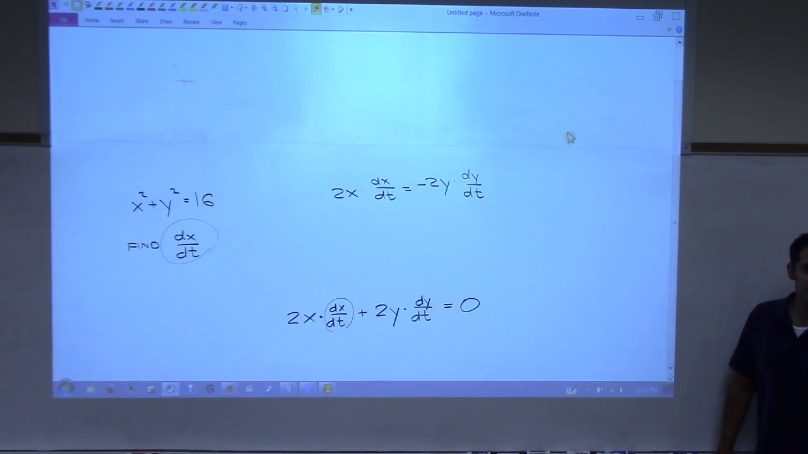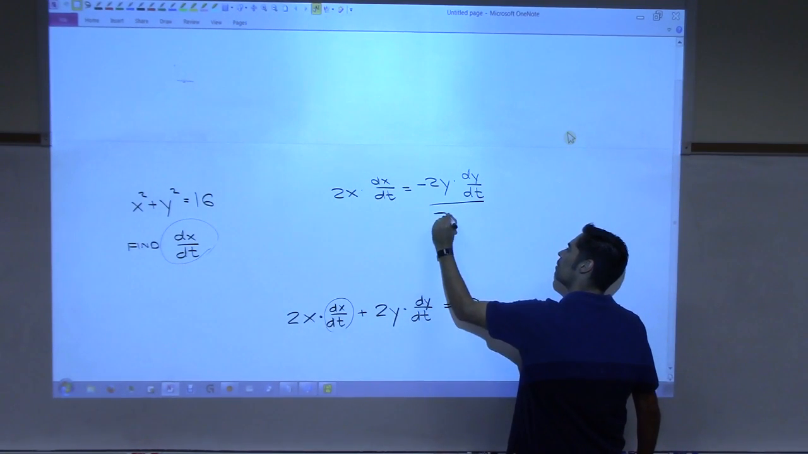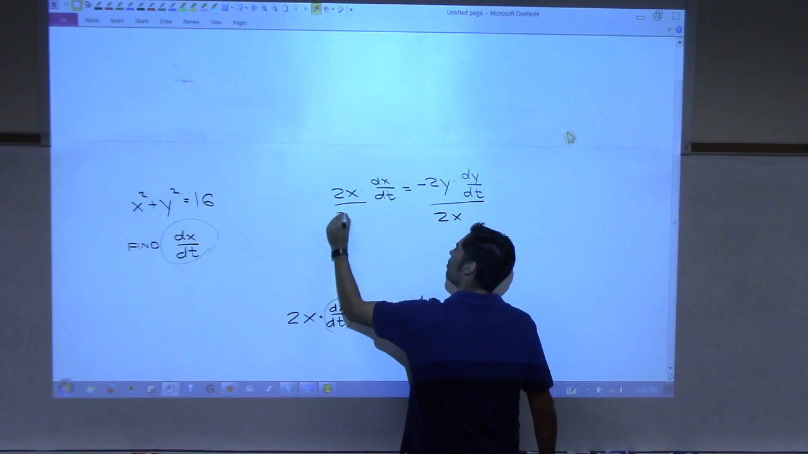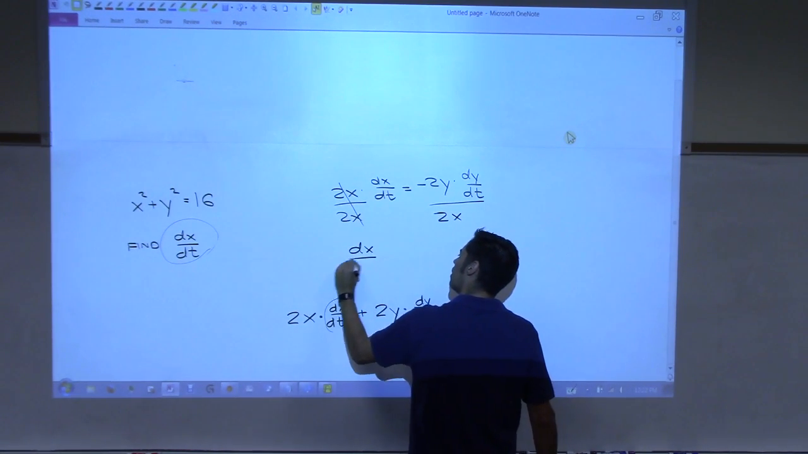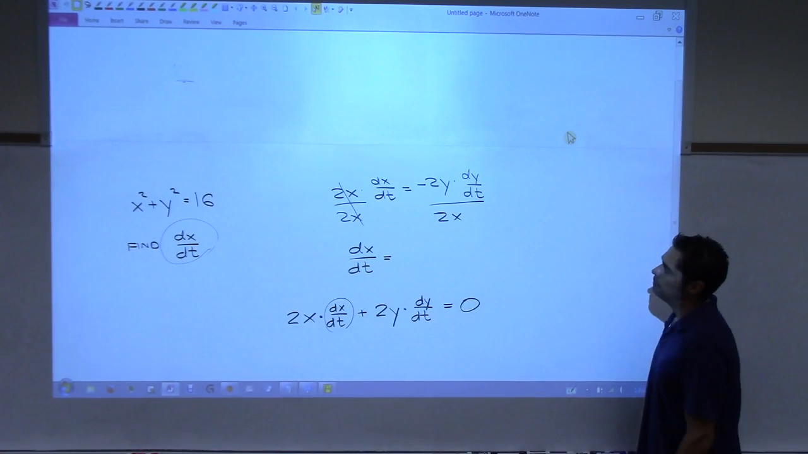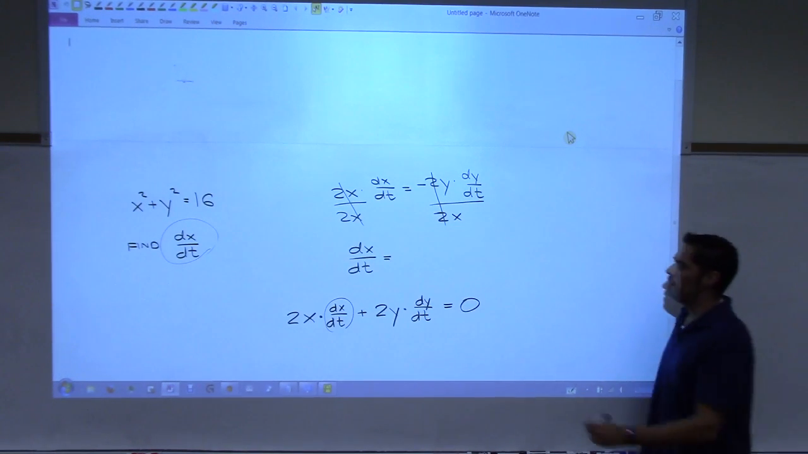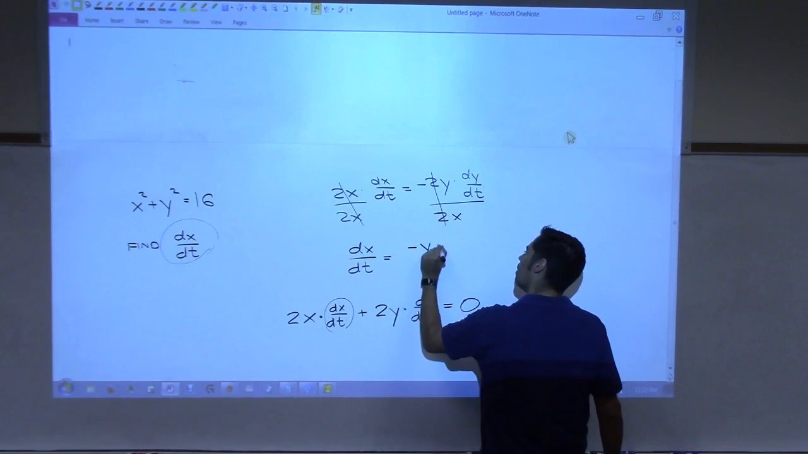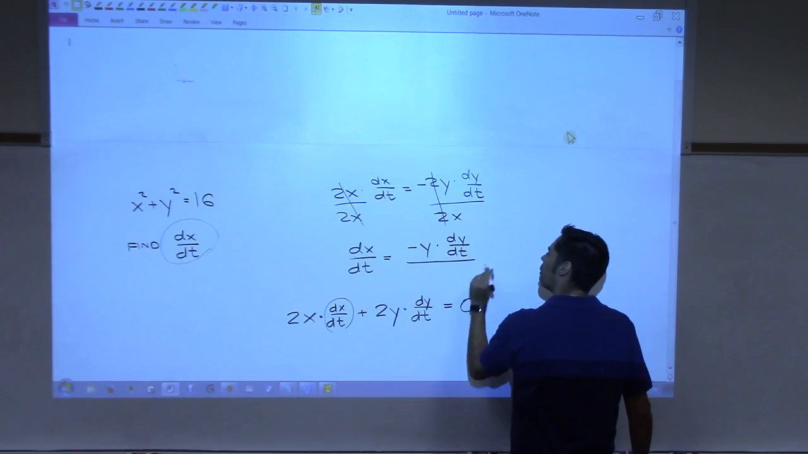And then I can divide both sides by 2x. So if I divide this side by 2x and this side by 2x, it goes away, and you get dx/dt equals, I can just cancel these, right? That's it. So I get negative y times dy/dt, all of that over x.